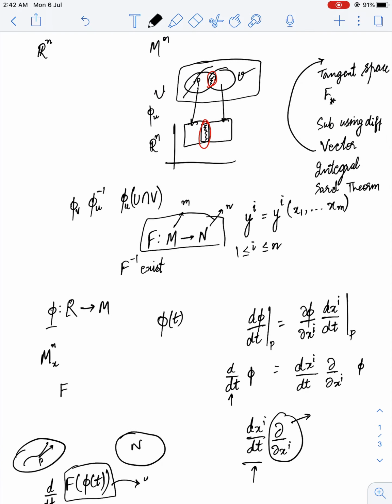He doesn't give any example, and after this section he talks about Sard's theorem. I don't find any special use of it. It's a bit complicated. In fact, it talks about measures and stuff.